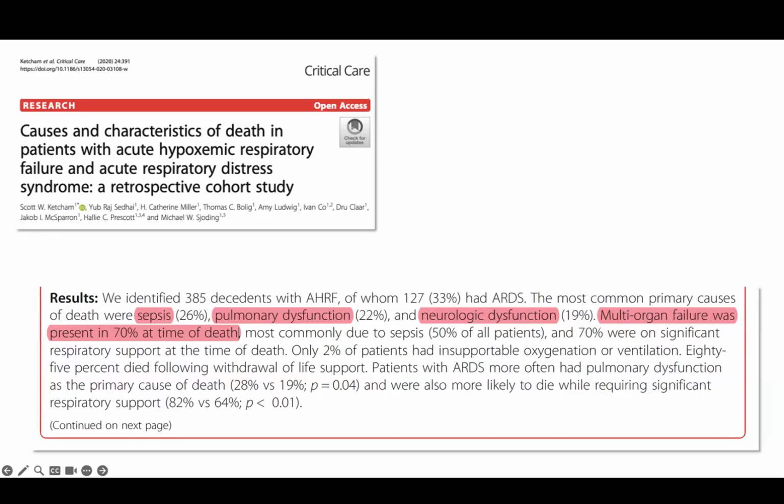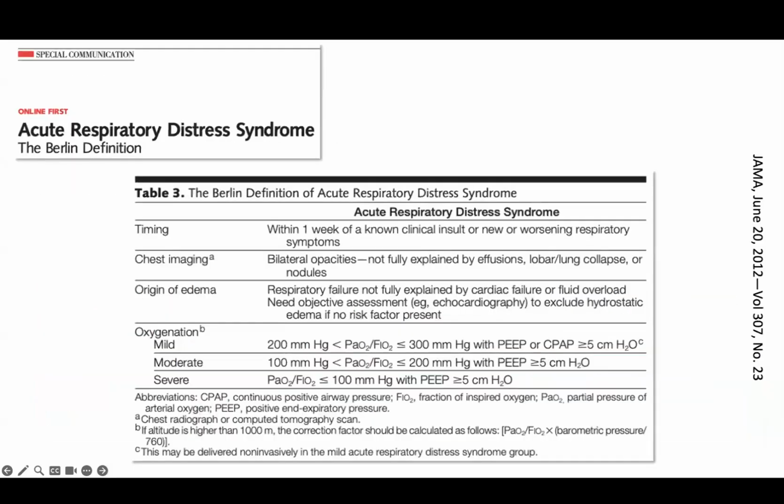ARDS was identified and verified by multiple physicians using the Berlin definition. So just under 400 patients were studied. It wasn't a large-scale study, but very powerful. You can see that sepsis, pulmonary dysfunction, as you would assume, neurologic dysfunction, just some of the most common identified causes of death. And by the way, 70% of all those who died exhibited multi-organ failure at death. I mean, we definitely seem to have clear perspective on the effects of ARDS.